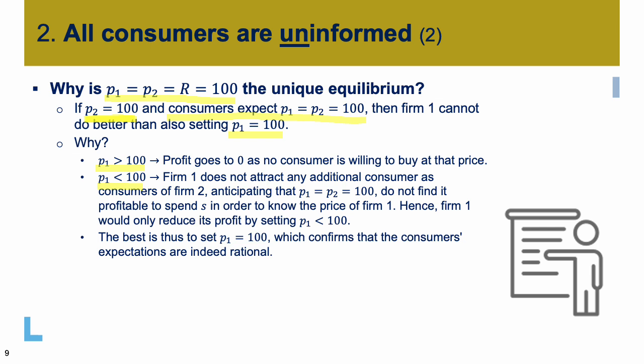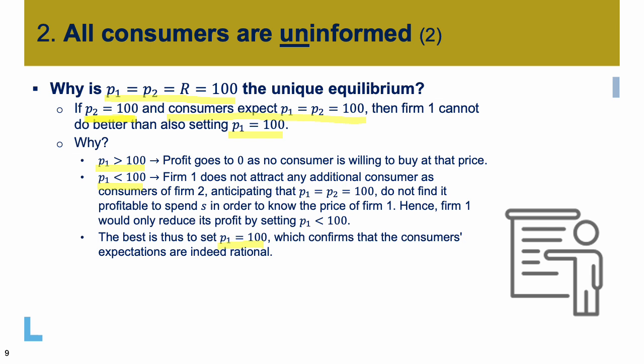So firm 1 is not going to attract any new consumer. The only thing it will do is lower the profit it makes on its captive consumers, those who can observe its price. And this is not worth it. Okay, so to cut a long story short, we have shown that the best for firm 1 is to set a price equal to 100, which confirms the initial expectations of the consumers. So we found a situation where the two firms are best responding to one another.